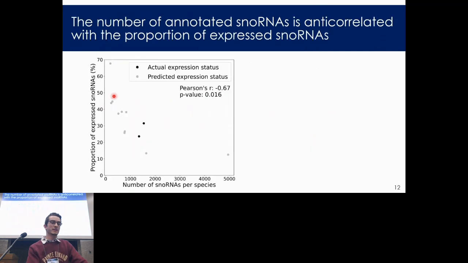Digging further, you can see that by plotting the proportion of expressed snoRNAs as a function of the number of snoRNAs annotated per species, we see a nice anti-correlation between the two variables, suggesting to us that the more snoRNA duplication events occurred in a given genome, the less likely this genome expresses all of the different snoRNA copies, and which is why we only see 1/3 of snoRNAs that are expressed, and 2/3 that kind of keep degenerating in their motifs and structure.